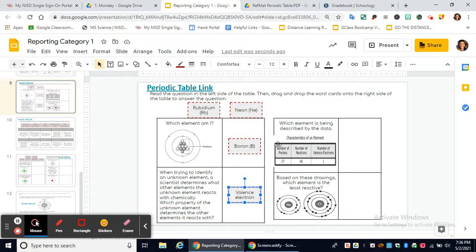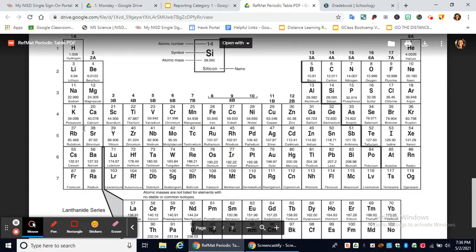Which element is being described by the data? So remember, your number of protons identifies an element. So if I have 37 protons, I want to go to the periodic table and find the element whose atomic number is 37. It's rubidium.